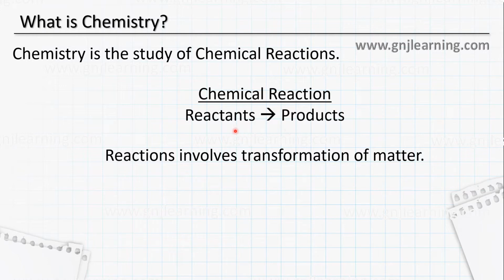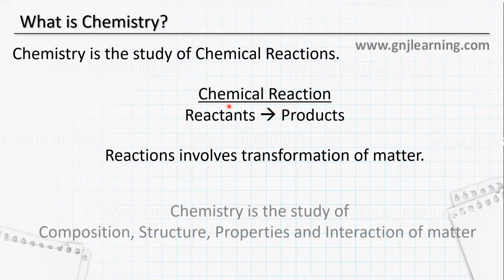So chemistry is the study about this transformation. When you study such a transformation, you have to study what is actually happening during this transformation. For that, we have to study the composition of matter, structure of matter, properties, and the interaction of matter. All these things will come under chemistry. So chemistry is the study of composition, structure, properties, and interaction of matter. And at what time? Under a chemical reaction. All these studies are needed to understand these features.